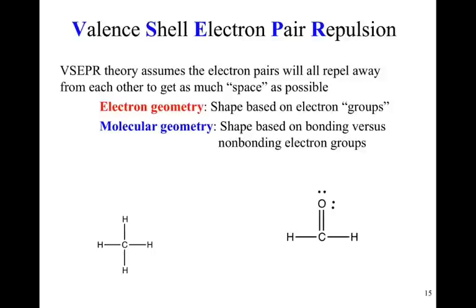You bring them close, they repel. You bring the north to the south, they attract. Okay? When looking at our VSEPR model, we will look at two potential geometry changes. One is an electron geometry, and this is based on our electron groups, and we'll have to define what those are in a little bit. And then we've got our molecular geometry, and this is shape based on bonding versus non-bonding electron groups.